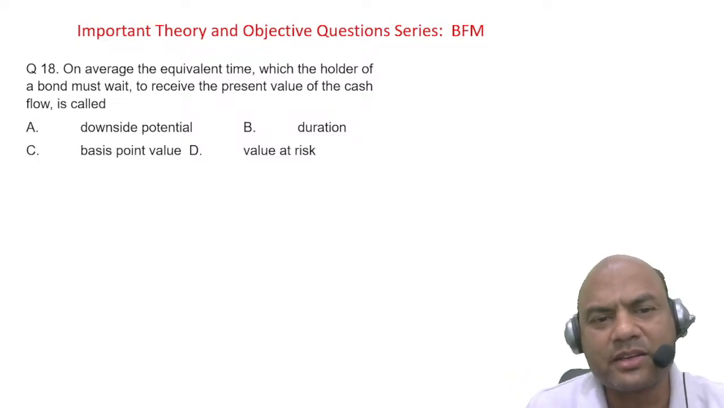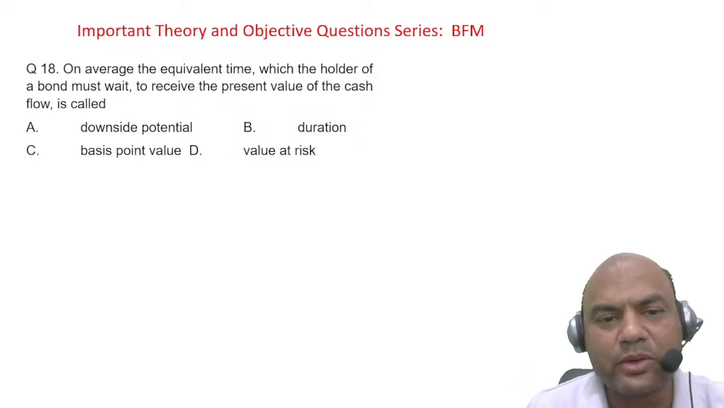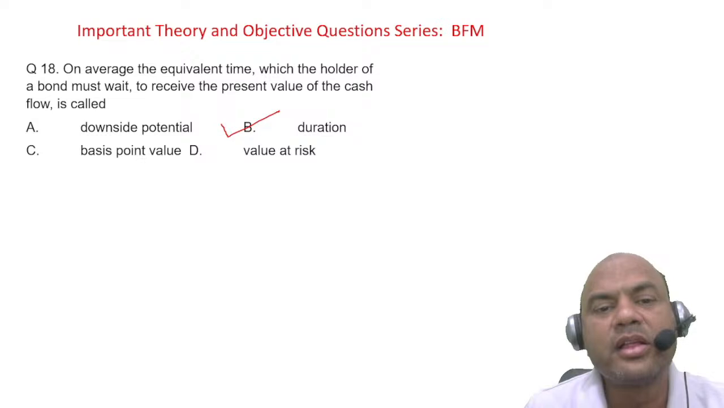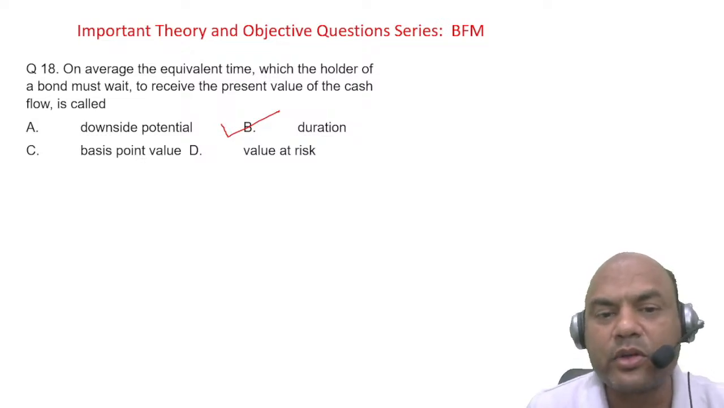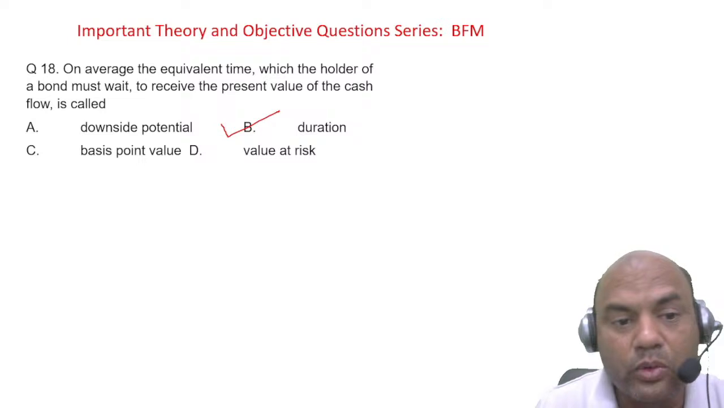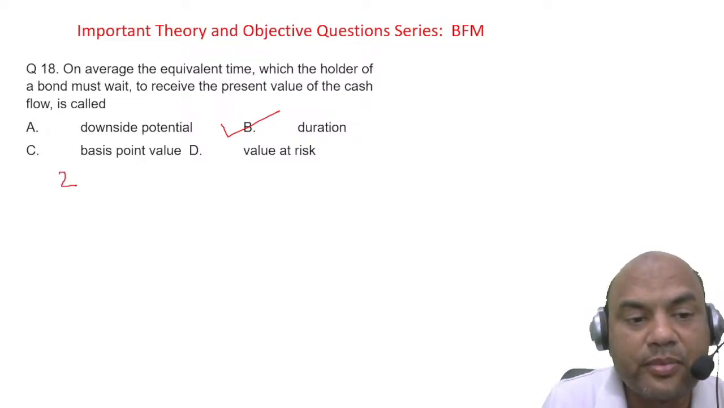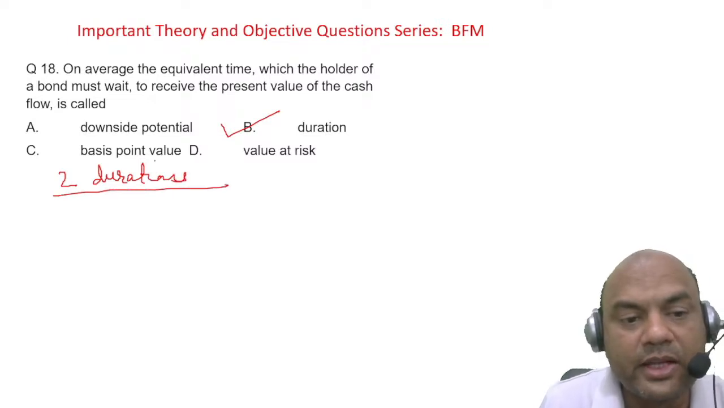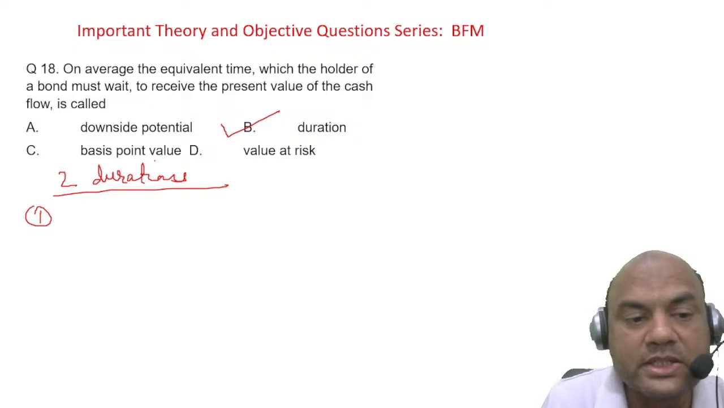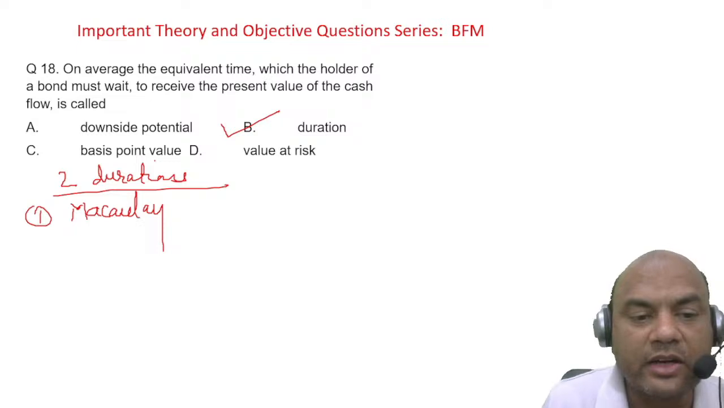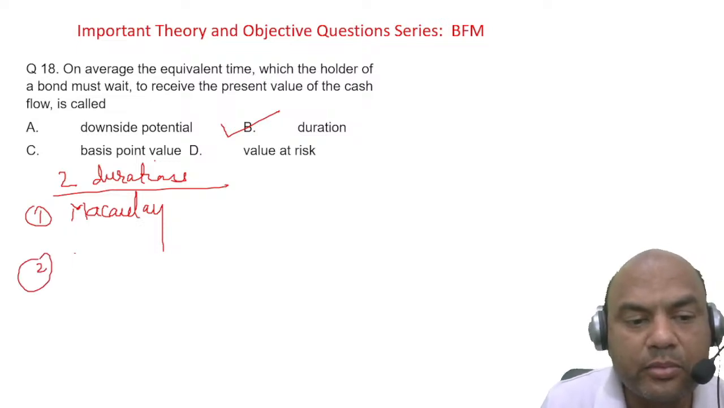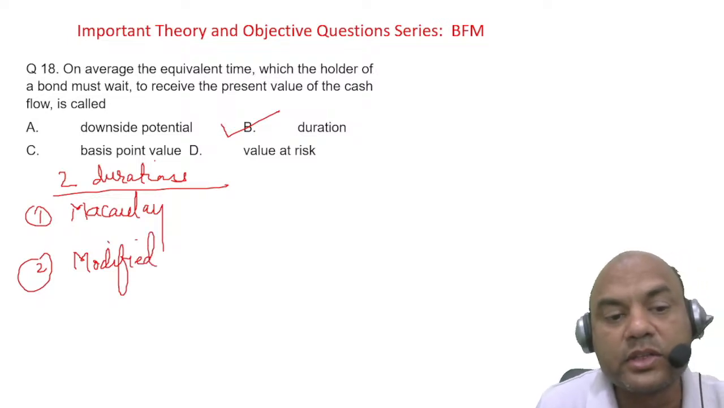Answer is simple. See here, always in many of my lectures I do tell answers are simple. So the answer is duration. Okay, the duration means what? Which duration are we talking of? Again, remember there are two durations. Number one is Macaulay duration, and second one is modified duration. So these are the two durations.